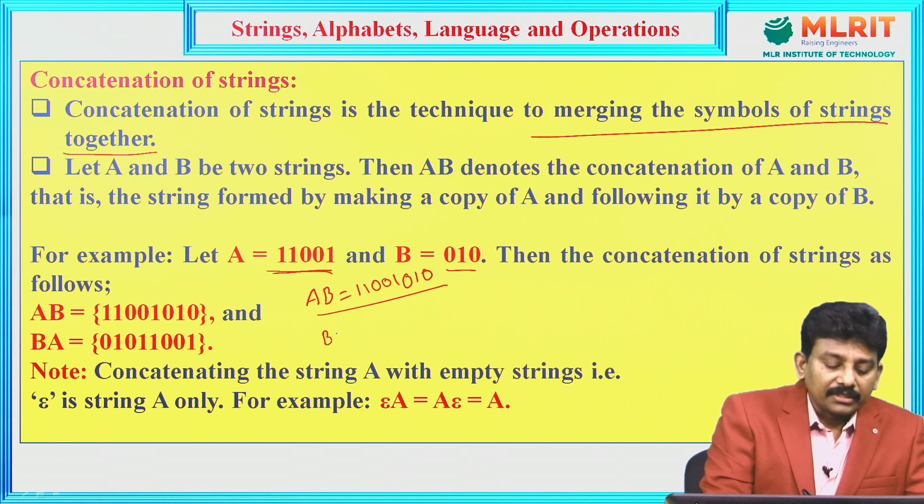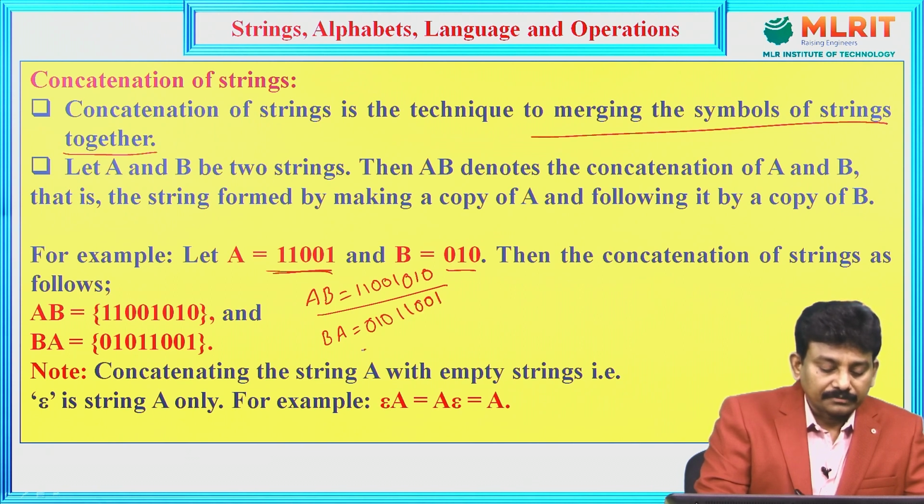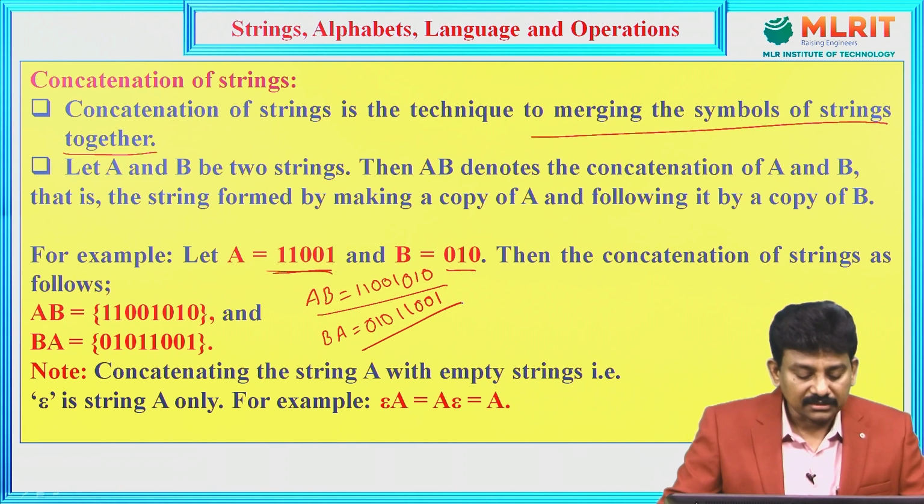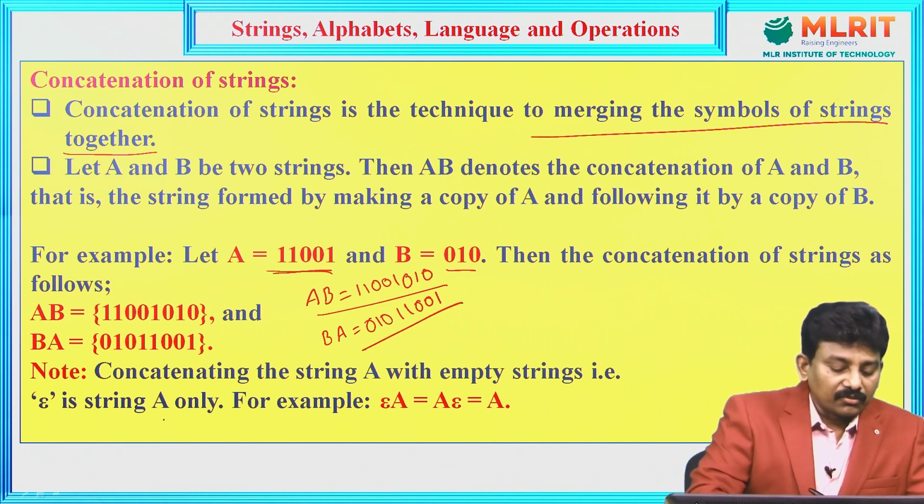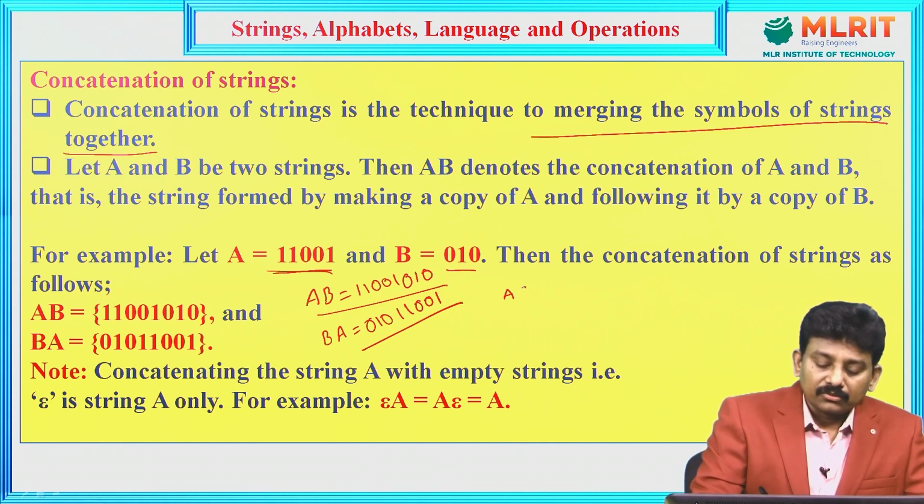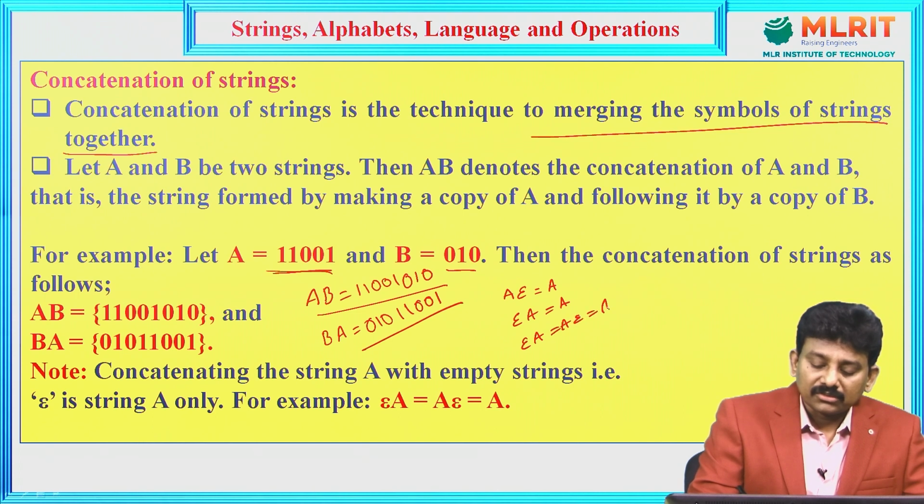You can take BA also. First take a copy of B, that is 010, followed by a copy of A, 11001. Note, concatenating the string A with the empty string, that is epsilon, gives A only. For example, A epsilon is A, or epsilon A is A. That is, epsilon A equals A epsilon equals A only.